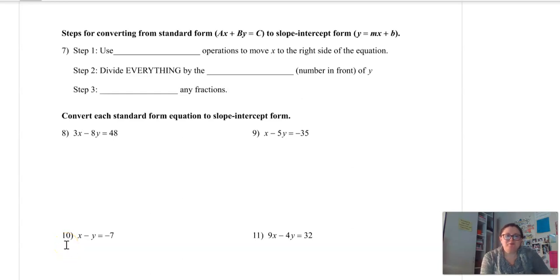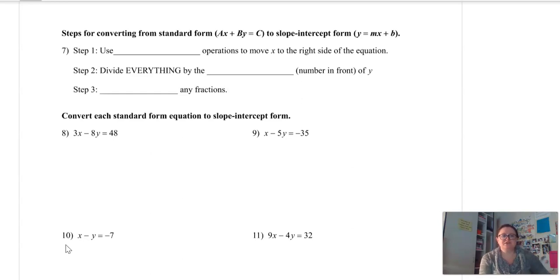So hopefully you've had time now to practice going from point slope form to standard form, or to slope-intercept form. So now we're going to go from standard form to slope-intercept form. So just recall, standard form is ax plus by equals c, and slope-intercept form is y equals mx plus b. So we're going to have a little bit more work to do here than we did in the other one.